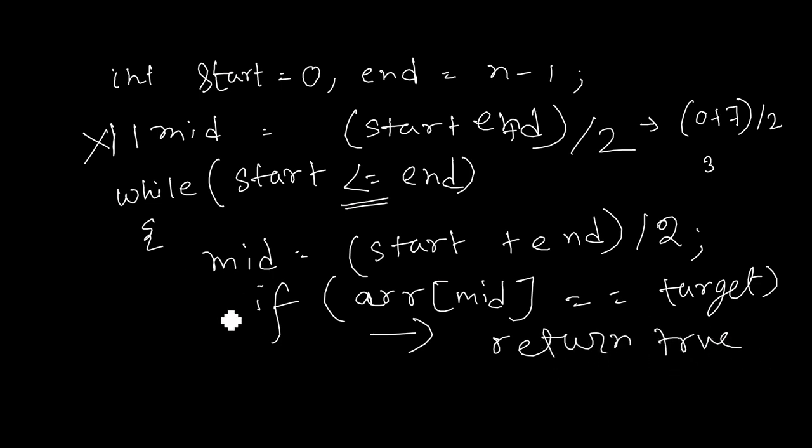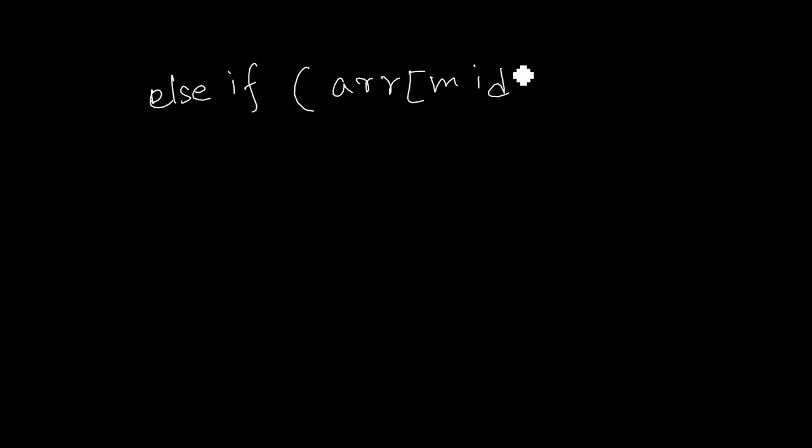Or there can be two conditions. What are they? There can be another condition like this: array of mid is greater than the target. That means all the elements on the right of the mid are greater, and we need to reduce our search space. What will we do?